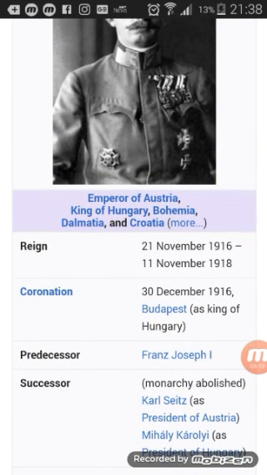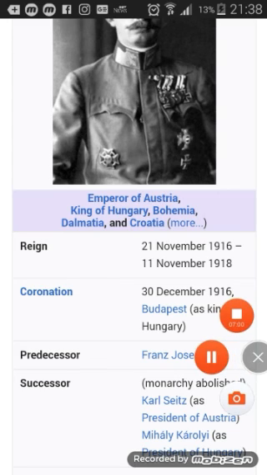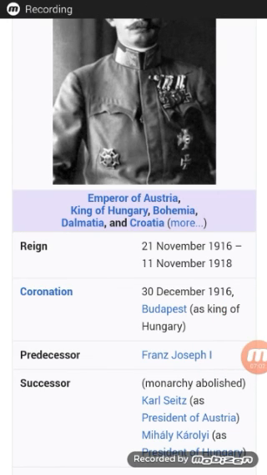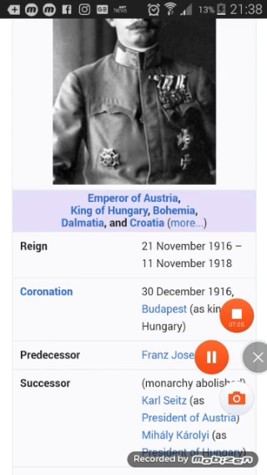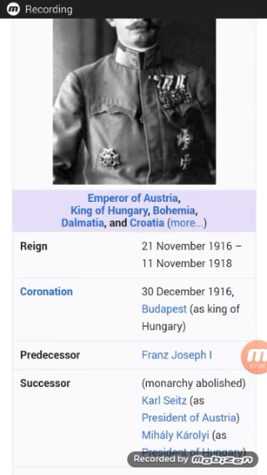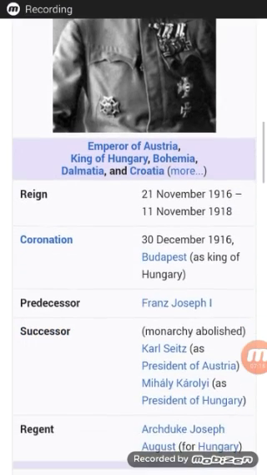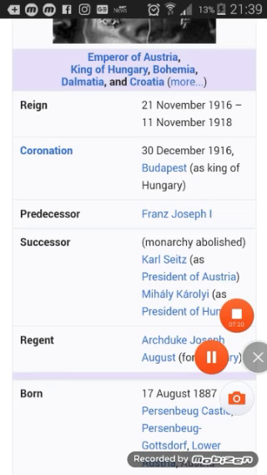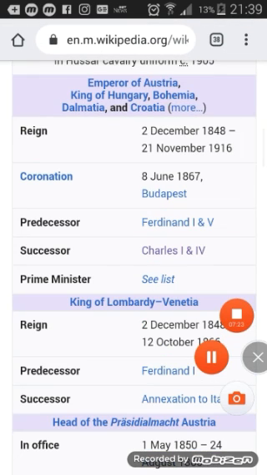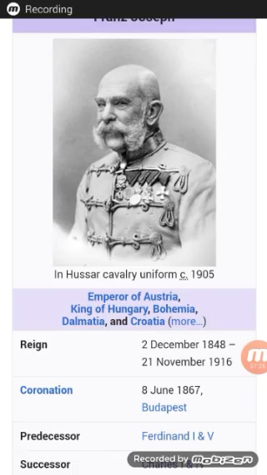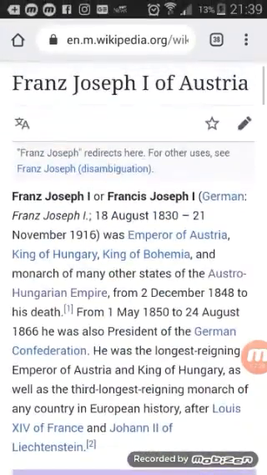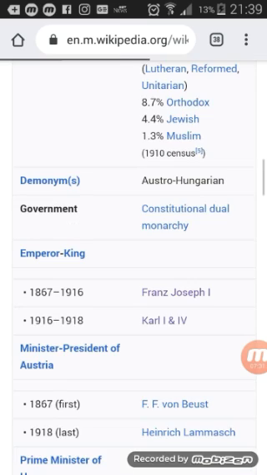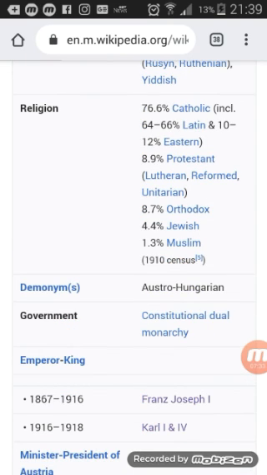King of Hungary and Bosnia. Emperor of Austria. King of Dalmatia and Croatia. So then the monarchy was abolished after this, I guess, based on Wikipedia. But the pictures are pretty certain. So let's see.